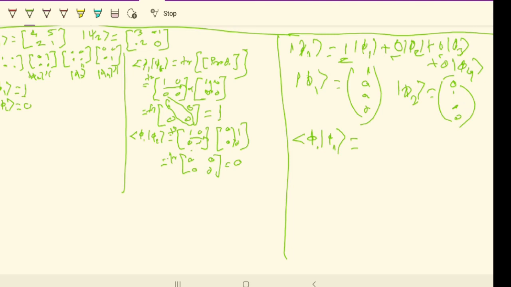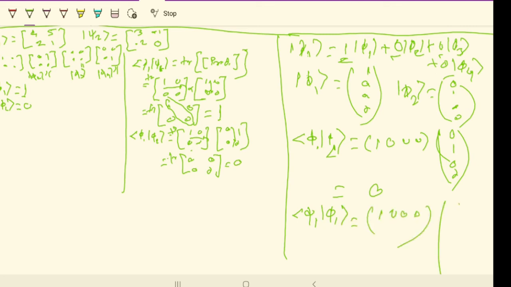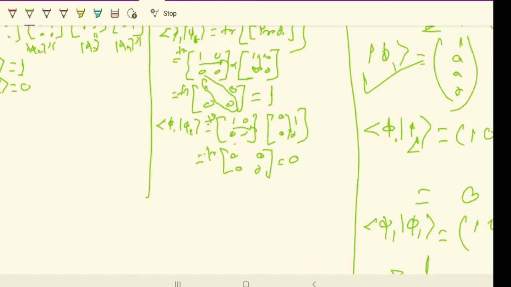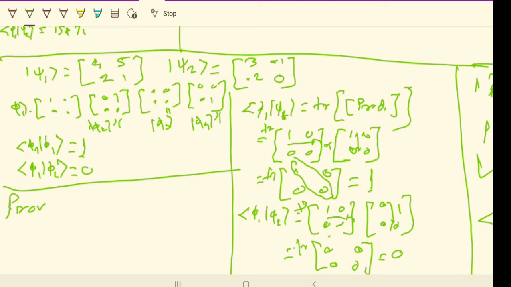So let's talk about what will be the inner product of phi1 with phi2: 1 0 0 0 and 0 1 0 0, and this will give me 0. Similarly, phi1 with phi1 will be equal to 1 0 0 0 multiplied by a column matrix 1 0 0 0, which will give me 1. So again, you see that this method is much simpler.